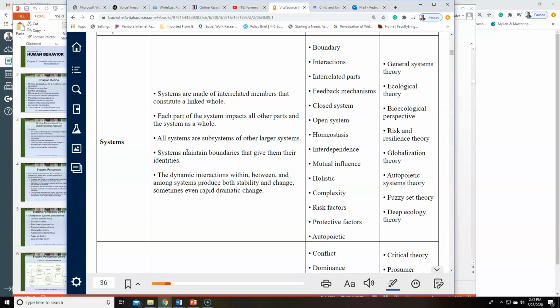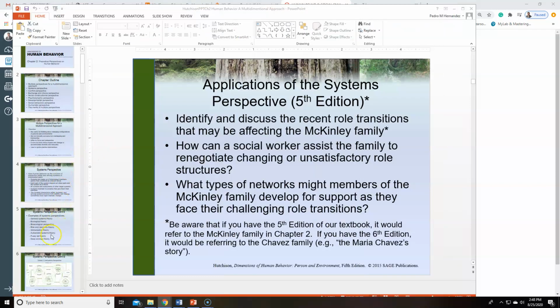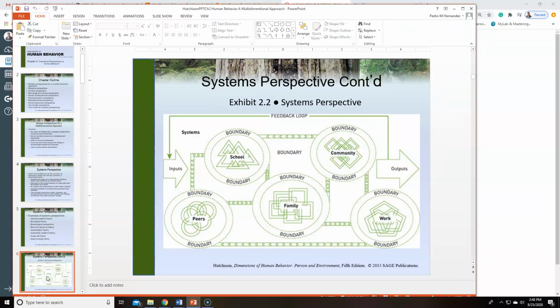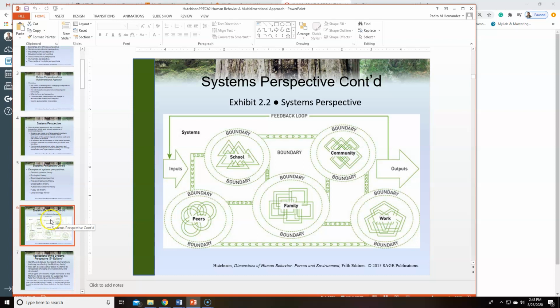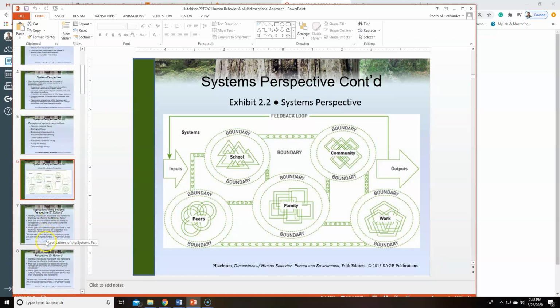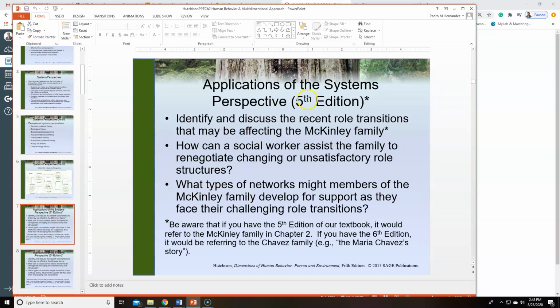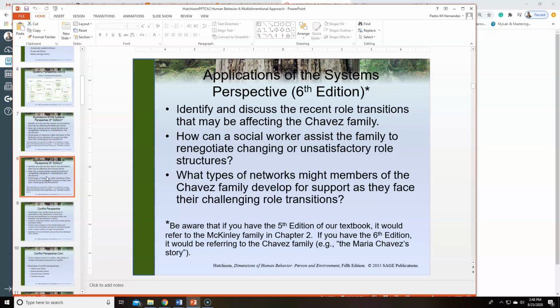So the system theory encompasses a lot of different systems in itself, like the diagram right here, which is probably one of the easiest ways to sort of visualize this perspective. Yeah, I know I put a check mark about this situation, and I forgot that I did. So I'm just going to move along. Oh, here it is, the 6th edition.